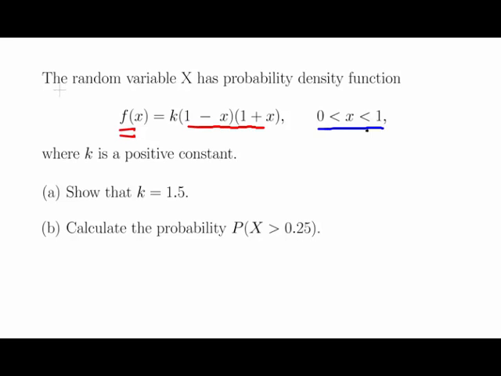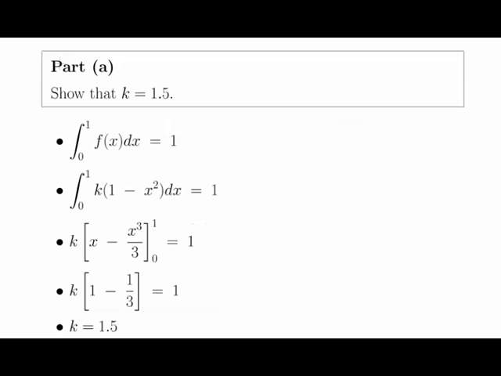Okay. So here k is a positive constant. That will be helpful for deducing what we are trying to do. Show that k is equal to 1.5. That's the first question. And then hence or otherwise calculate the probability of x being greater than 0.25. So part A, show that k is equal to 1.5.